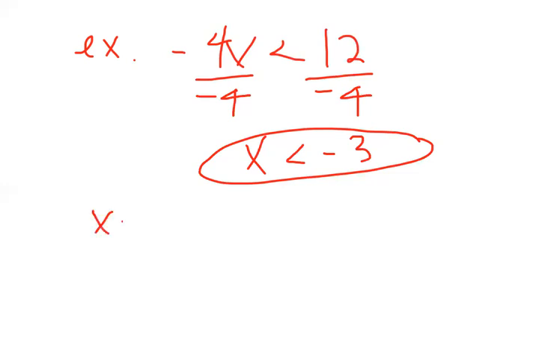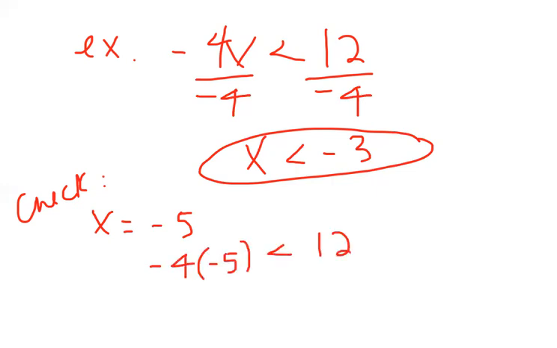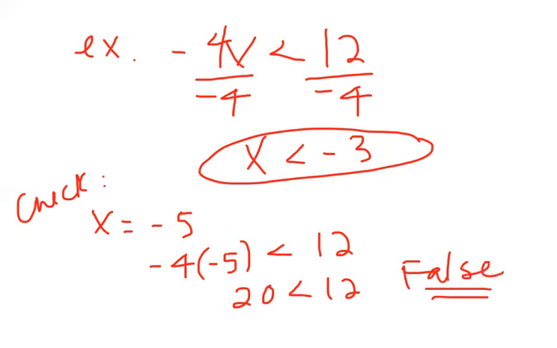We're going to select a value less than negative 3, and check the solution. Let's say we choose negative 5. If x is less than negative 3 is clearly the answer, then when we substitute the negative 5 in, it would make the original problem true. I work it out and get 20 is less than 12. And obviously, that is completely and totally false. Since we selected negative 5, which is less than negative 3, and it doesn't make the original problem true, we cannot count this as the solution.